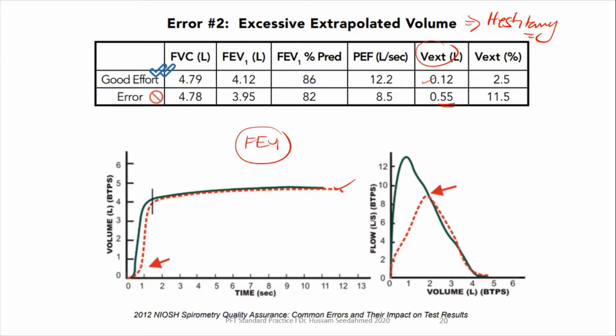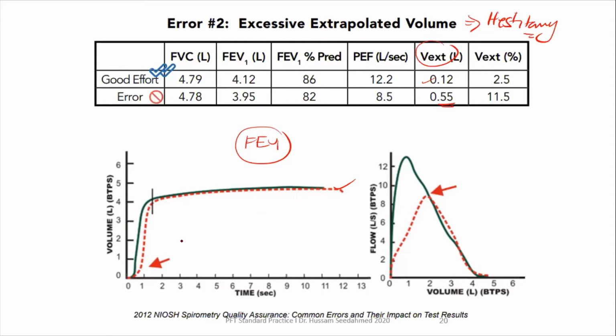If some patients start to hesitate, they start slowly, and then they will reach their maximum. That is why the FVC is reached, but the start was poor. This all adds extra plotted volume. This is also a common pitfall of spirometry. Now you know what the error is.